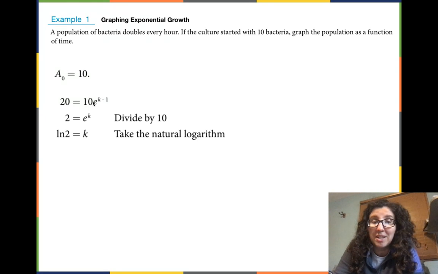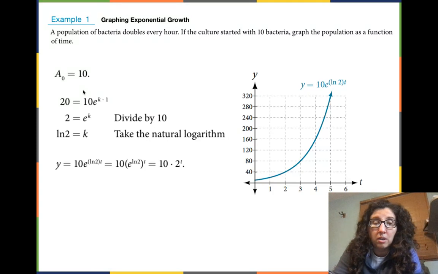Our A0 is 10, e to the kt. So our t value is 1, our y value is 20. We divide through and get 2 equals e to the k. We use our skills from the last section, we can take the natural log of both sides and get natural log of 2 equals k, right? So now we know k. Our k is natural log of 2. So y equals our initial value times e to the kt, where k is natural log of 2.